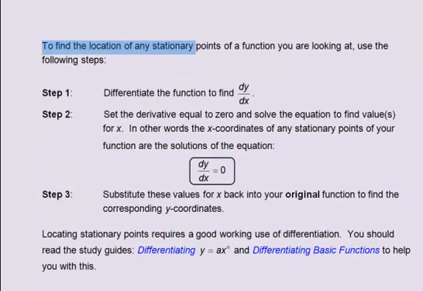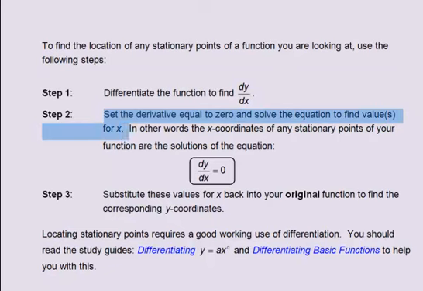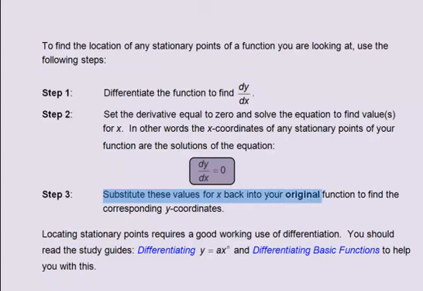To find the location of any stationary points of a function you are looking at, use the following steps. Step 1. Differentiate the function to find dy by dx. Step 2. Set the derivative equal to 0 and solve the equation to find values for x. In other words, the x coordinates of any stationary points of your function are the solutions of the equation dy by dx equals 0. Step 3. Substitute these values for x back into your original function to find the corresponding y coordinates.